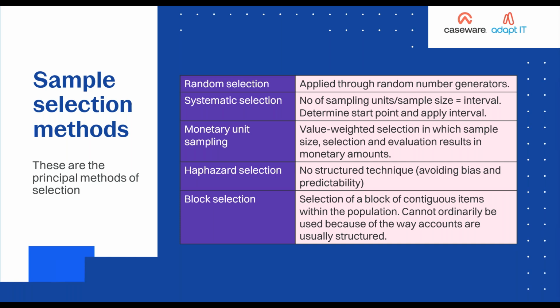Haphazard selection is now what we like to think of as random. This is where I will ask you to select 5 items.